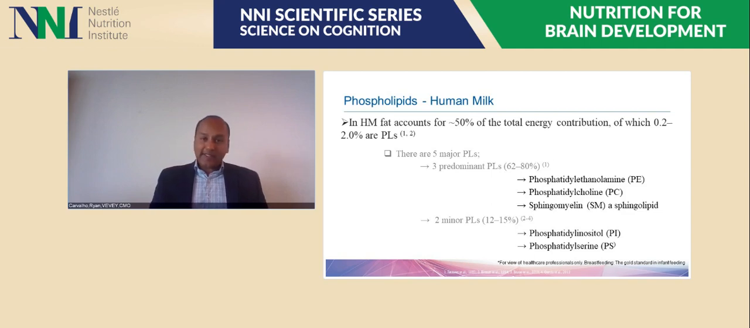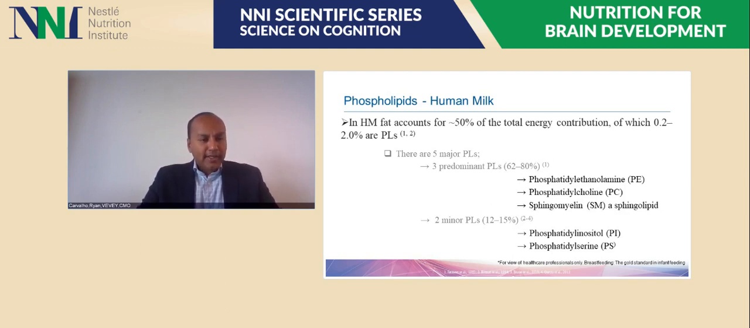What we know from the various studies on human milk analyses is that fat accounts for about 50% of the total energy, out of which is contributed about 0.2 to 2% by phospholipids. And a very general way to think about phospholipids is 5 predominant phospholipids. The 3 predominant ones, which account for anywhere from 60 to 80%, are phosphatidylethanolamine, phosphatidylcholine, and sphingomyelin. And the 2 less predominant phospholipids are phosphatidylinositol and phosphatidylserine.